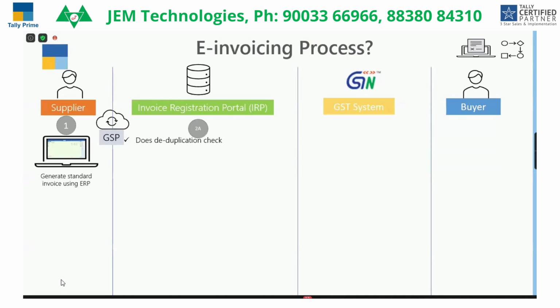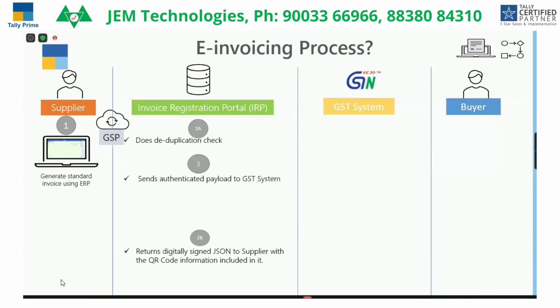What the IRP portal will do is check if there is any duplication in the invoice. Once it is confirmed that there is no duplication and everything is as per the requirement of the schema, or the information required to generate the e-invoice is available in the data which has been sent, the IRP portal will send back the digitally signed JSON by the supplier along with the QR code information included in it.